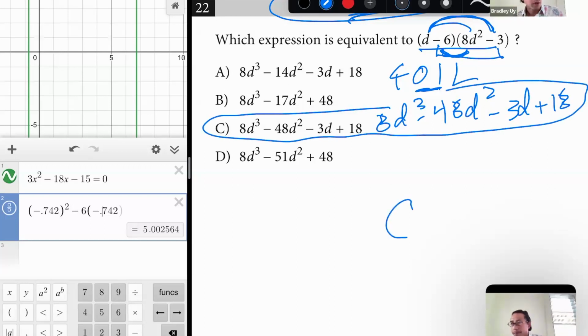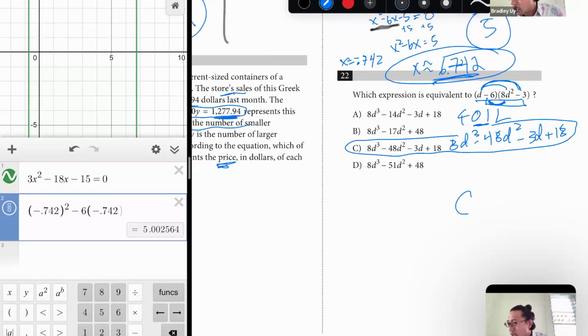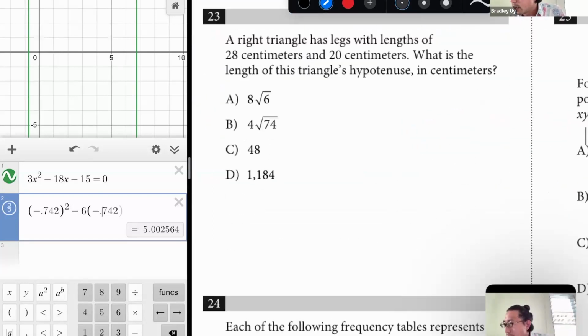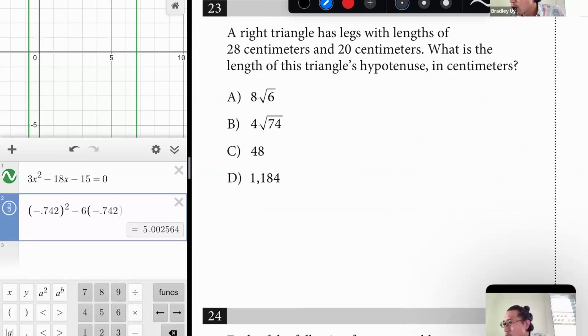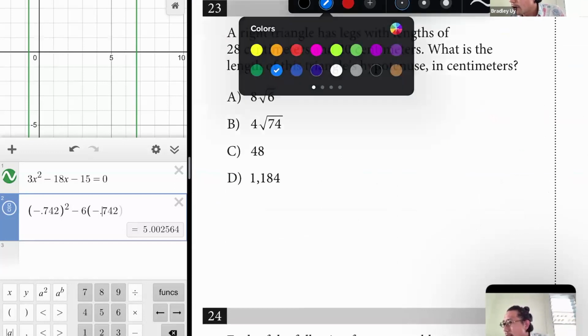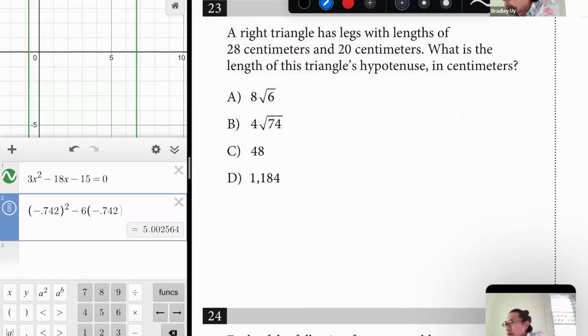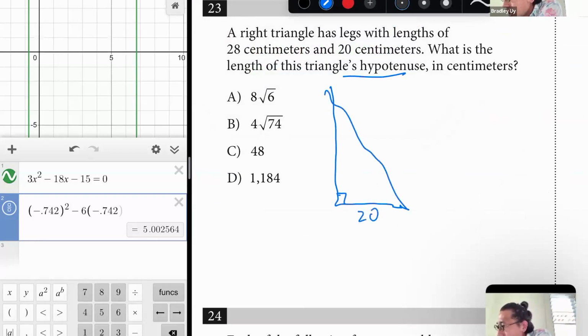Okay. Moving on, 23. A right triangle. Once you hear right triangle, you might think area, or you might think the Pythagorean theorem. So in this case, they are asking for the hypotenuse, which does involve the Pythagorean theorem. To scale, it would look like this. This is 20, this is 28. We are trying to find this. The hypotenuse is opposite the right angle. It is also the longest side of a right triangle.